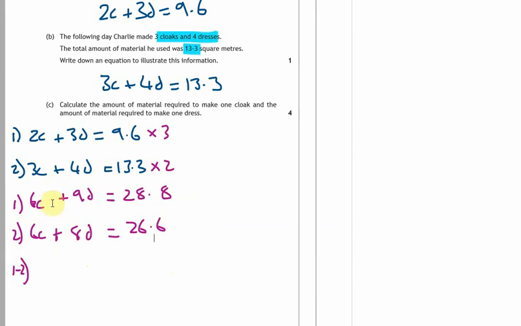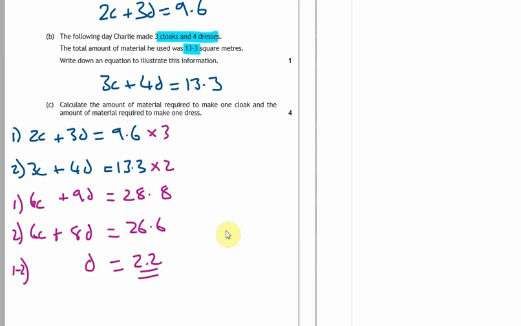Well, 6c take away 6c is 0. So I'm not going to write anything. I'm going to leave it. 9d take away 8d gives me d. And then 28.8 take away 26.6 is going to give me 2.2.